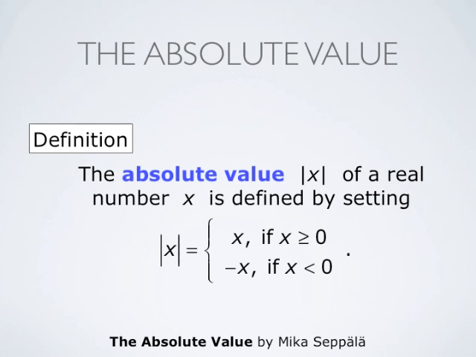The absolute value of a number x is denoted by enclosing x in bars. So x surrounded by these bars is the absolute value of the number x, and it is x itself if x is non-negative, and it is negative of x if x is negative. This is the mathematical definition of the absolute value.